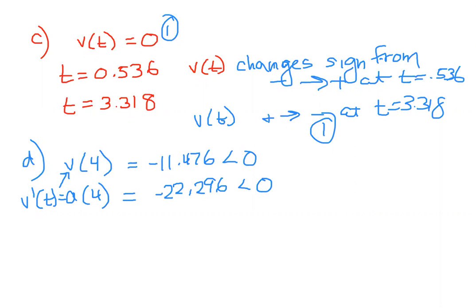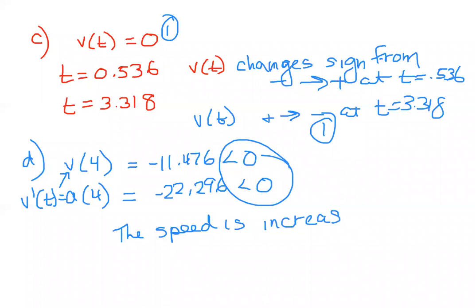And that's less than 0. So since they are the same, the speed is increasing at time t equals 4, because velocity and the acceleration have the same sign. They're both negative. If they're both negative or if they're both positive, they are increasing. And if they are different signs, one's positive and one's negative, then it is decreasing. You get 2 points for that one.